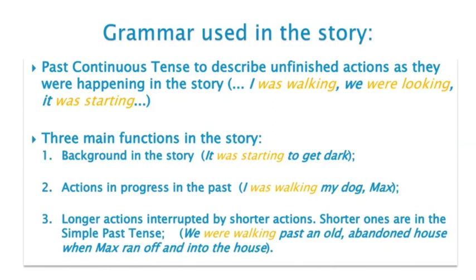It's also used to describe actions which were in progress in the past, such as, I was walking my dog Max. And to talk about longer actions interrupted by shorter actions. Shorter ones are in the simple past tense. For example, we were walking past an old abandoned house when Max ran off and into the house.